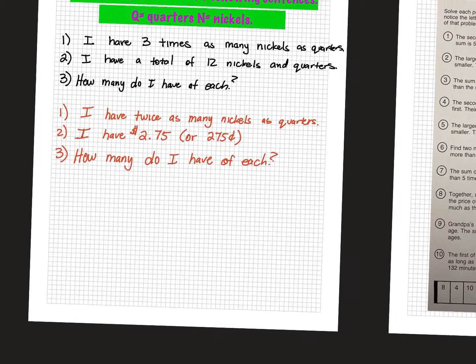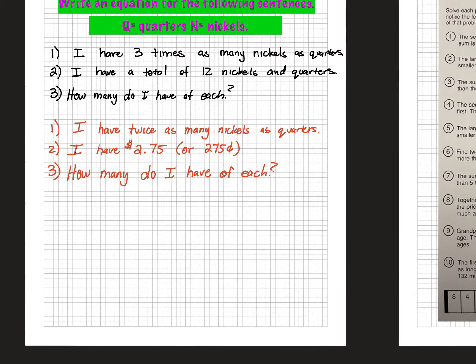The warm-ups are actually kind of a little tricky. It says we're going to use Q for the number of quarters that we have, and N is the number of nickels that we have. Sometimes, as we will do in our homework, the sentence will completely lay out in order what the equation looks like. Sometimes you have to actually think about it. So let's look at number 1.